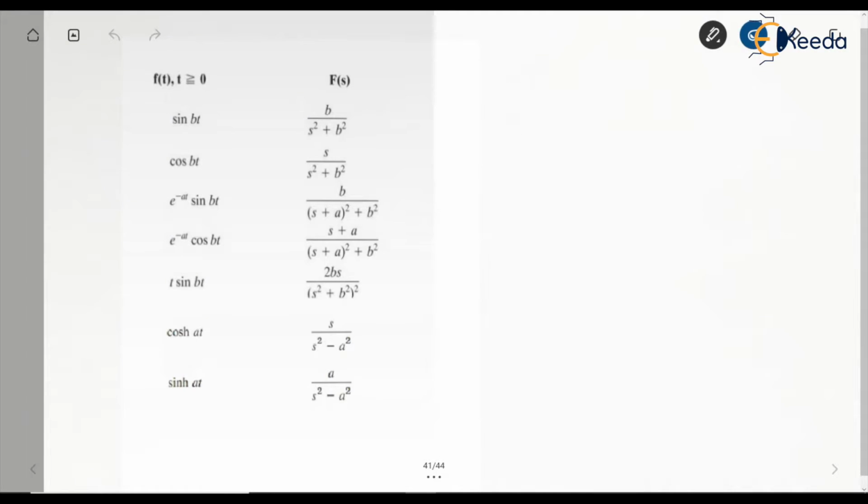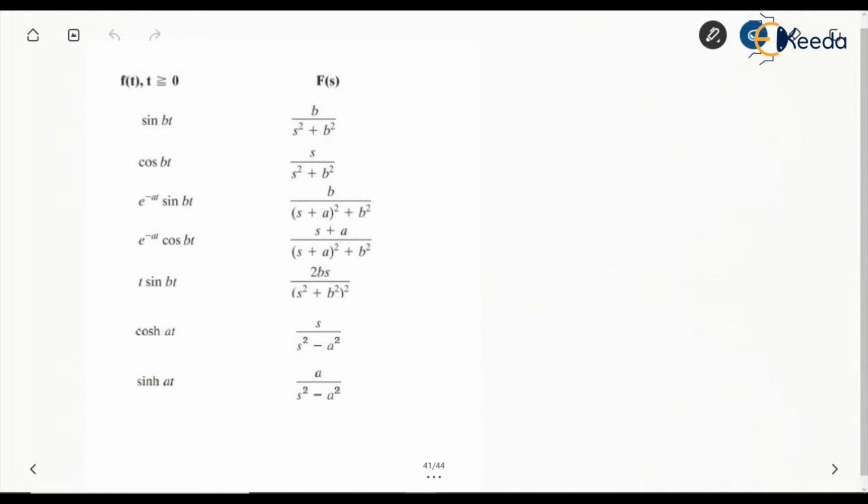Other than that, some of the other transforms are sin bt and cos bt. For sin bt, we have b by s square plus b square, and for cos bt, we have s by s square plus b square. So this b is the argument here, right? Similarly, if this e to the power minus at is coming as a factor in f of t, that is time domain, then we will have, like in this case we had b by s square plus b square, it becomes b by s plus a whole square plus b square.